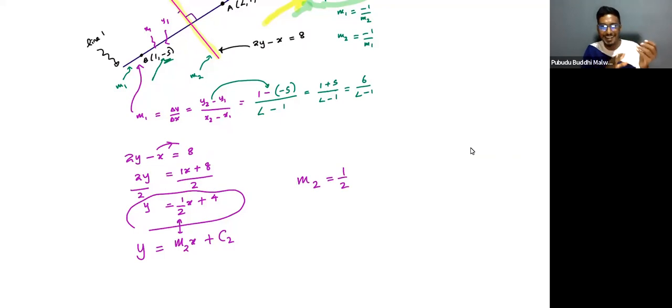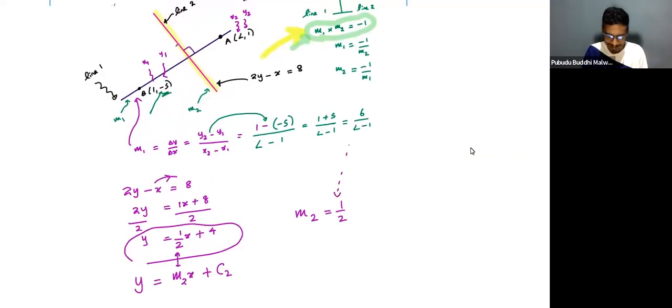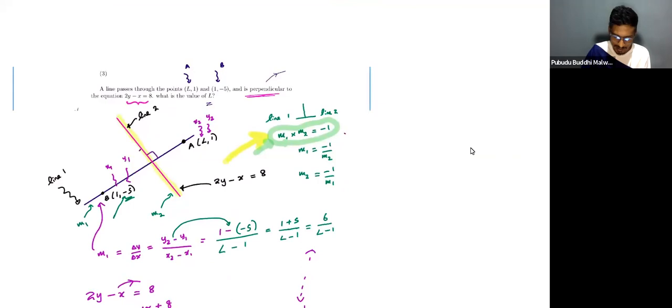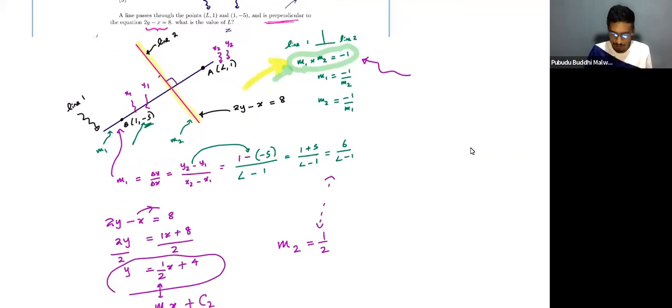If these two lines were parallel, then these two slopes should be equal. But that's not the case. Now we have perpendicular. Hence, what's the relationship? This is the relationship. So m1 times m2 equals minus 1. Now that's the equation. I said we need one equation to compute L. So here's the equation. So basically m1 is 6 over L minus 1. We're putting a bracket for L minus 1 times half. We can solve this one for L minus 1.